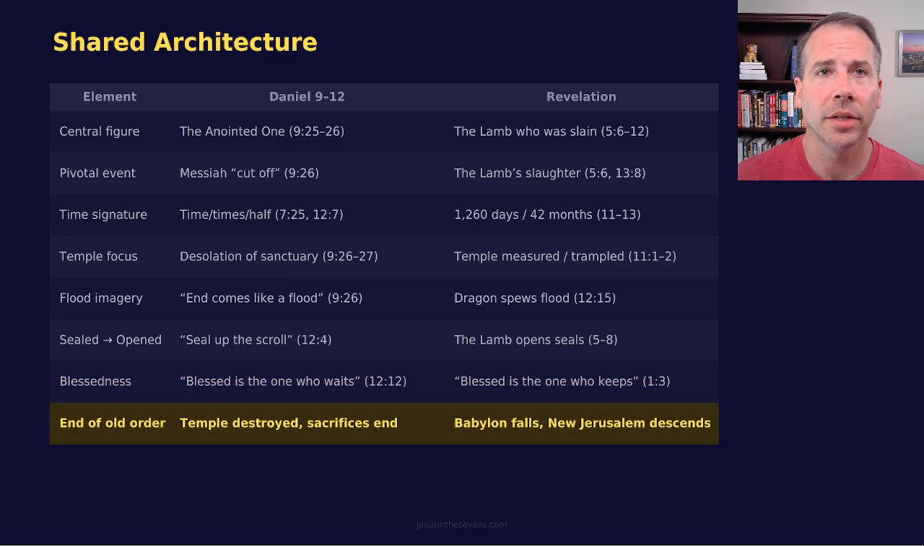Again, a lot of similarities. And then the end of the old order is one of the big points. Again, the end of the age is Daniel prophesying. The angels are inquiring, when will these astonishing things happen? When will the end of this age be? And that involves the temple destruction, the ending of sacrifice, all of that stuff that took place when the old covenant was brought to an end. And then in Revelation, we see it in great detail and at length with Babylon falling and New Jerusalem coming.